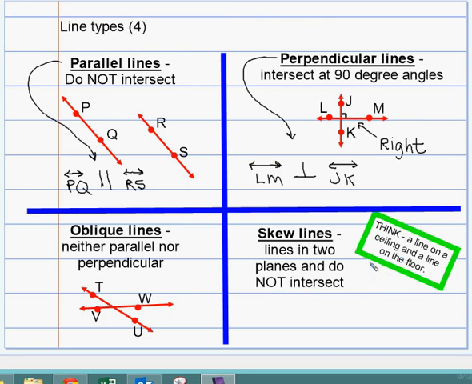Okay, so if you think about planes, you could think about the ceiling as a plane, and think about the floor as a plane, and those are 2 planes, and if you drew a line on the ceiling and drew a line on the floor, they're never going to intersect. Those are skew lines. Okay, so those are 4 types of lines, and you're going to want to study these and refer back to them often.